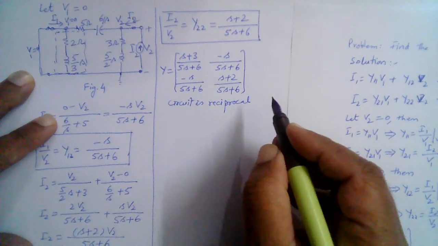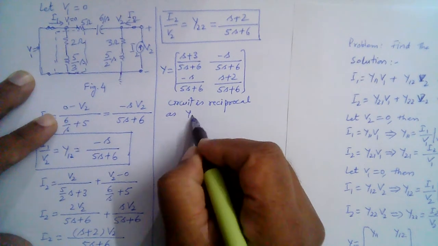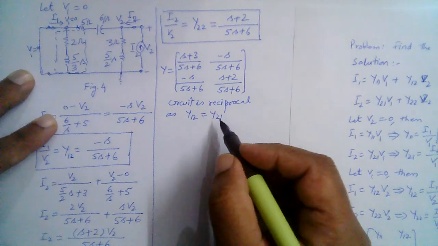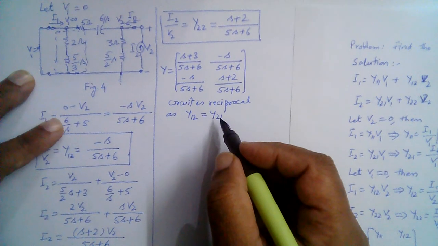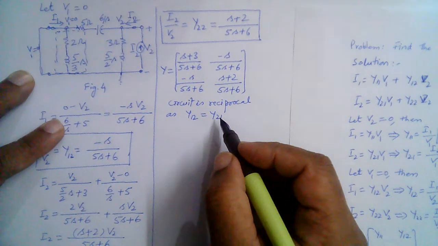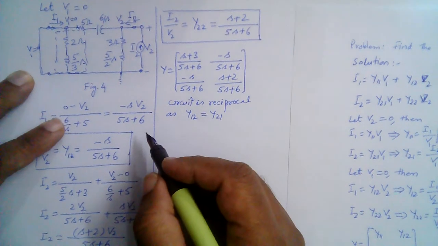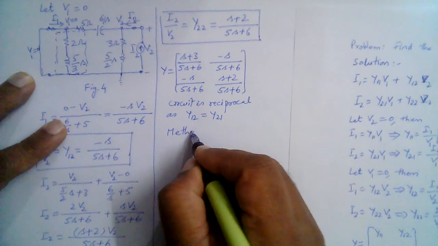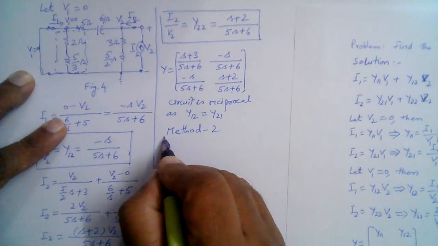As Y12 is equal to Y21. Whenever the circuit is linear and has no dependent sources, the circuit is reciprocal. And in that case, we can apply method 2 also. Method 2.